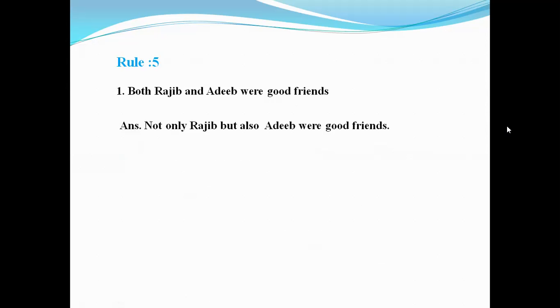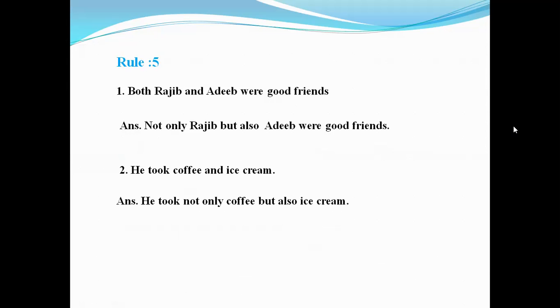Now rule 5. Both Rajiv and Adi were good friends. If there is "both" and "and" in an affirmative sentence, use "not only" instead of "both" and "but also" instead of "and". So the answer will be: Not only Rajiv but also Adi were good friends. Number 2: He took coffee and ice cream. So the answer will be: He took not only coffee but also ice cream.